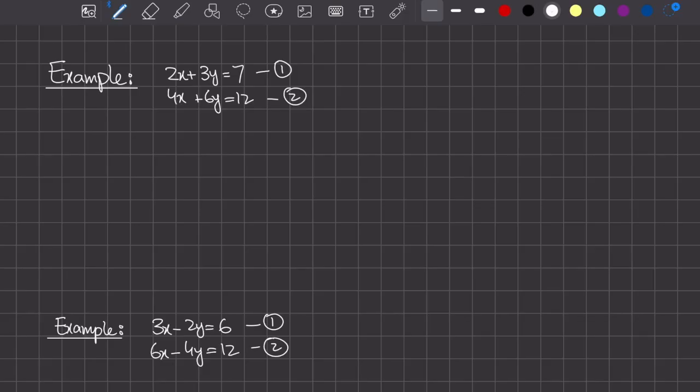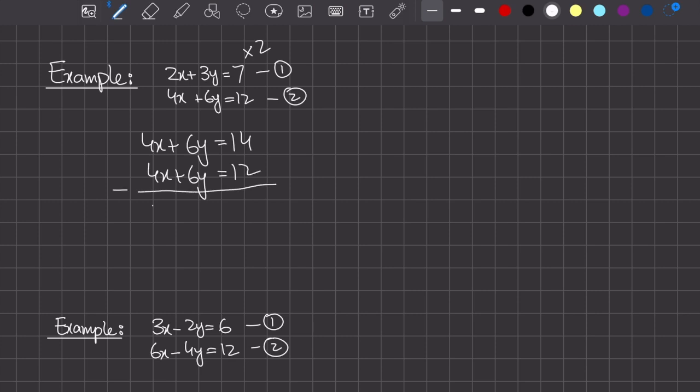Time to move on to two more short examples. Consider the system 2x plus 3y equals 7 and 4x plus 6y equals 12. Now, it is easy to identify that elimination will be a better method. We can simply multiply the first equation by 2, which results in 4x plus 6y equals 14. Now, since our coefficients have the same sign, we will subtract the equations.